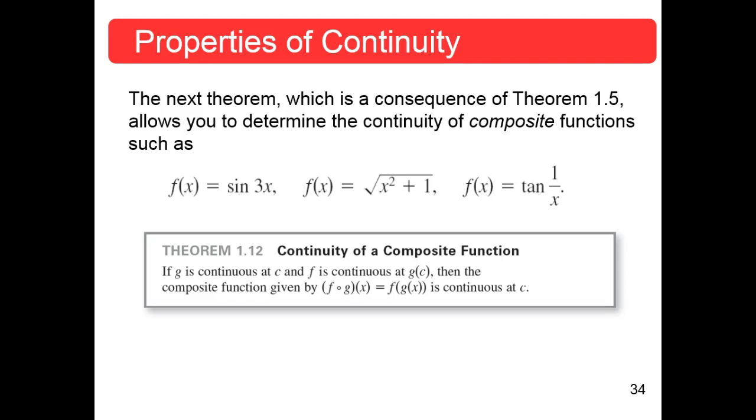Sorry. This next theorem, which is a consequence of theorem 1.5, which was way back, allows you to determine the continuity of composite functions. Now this one's pretty simple. f of x is equal to sine of 3x. This is a composite function, the sine of the function 3x. The function 3x is continuous everywhere. It's a polynomial function. So therefore, the sine function is continuous everywhere. So therefore, this will be continuous everywhere. That's the continuity of a composite function.